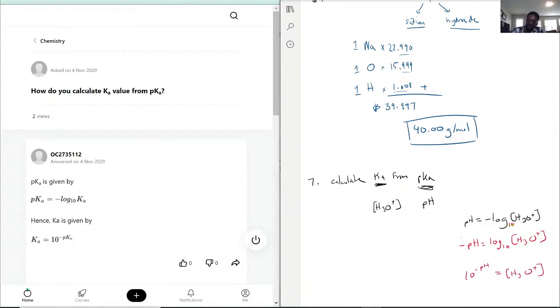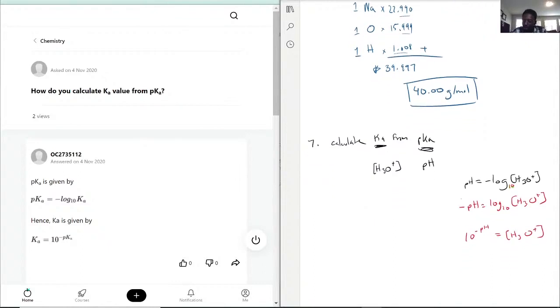So that's right here. This is how you go from one equation to the other. But instead of pH and H3O, you want to replace that with pKa and Ka. So if you rewrote it, the actual formula would be 10 to the negative pKa is equal to Ka. And yeah, that's all you have to do. Because remember, just think of it as you're solving for a pH, and then you just go back from there. Okay?